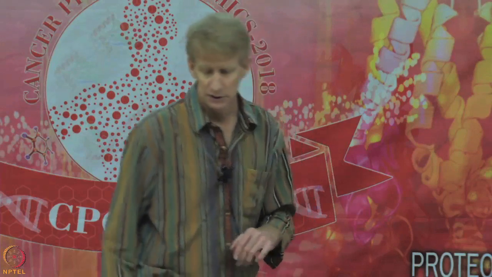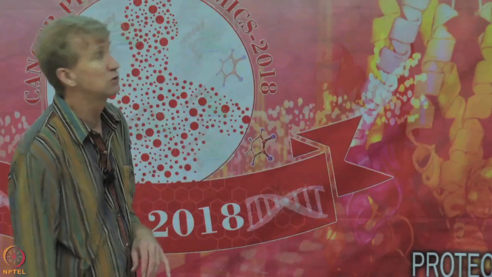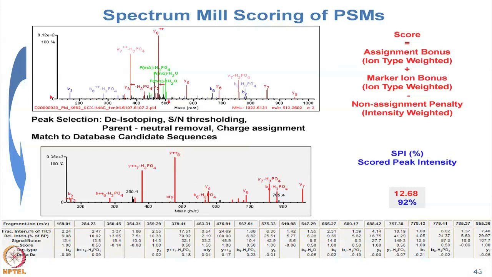This is how the spectrum is scored in my software called SpectraMill. This up here is shown with all of the peaks that are present in the spectrum as it's generated from the instrument. The instrument doesn't have it colored blue, red, and green, though. It's all black. There's a pre-processing step that does peak detection, de-isotoping, signal noise thresholding, and removes apparent malignant neutral peaks. So these are the only peaks that are left that are subject to the scoring.